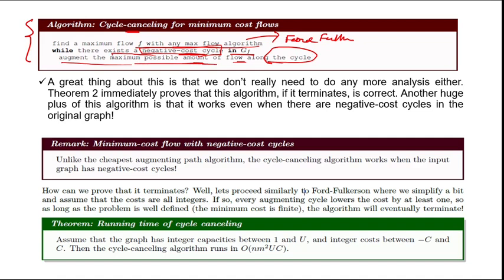Whenever a negative cycle comes, we augment the maximum possible amount of flow along it. So what is the duty here? The duty is to find the negative cycle, if any exists, after you apply the Ford-Fulkerson algorithm. We will take one example so we understand this very well.